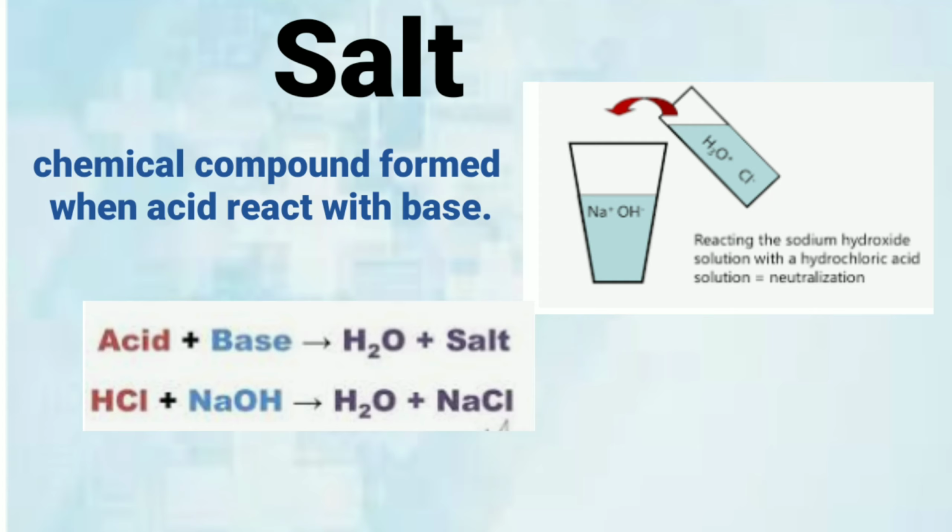The third class of compound is salt, that is formed when acid reacts with base. It means when the hydrogen atom of the acid is replaced by some metal, then the compound which is formed is called salt. Okay?